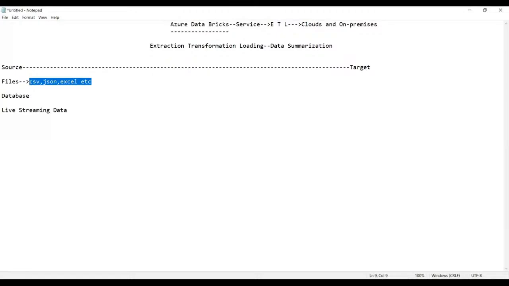Okay, guys? So these are the various types of files you have. What we do is, ultimately we pull the data into ADB, that is Azure Databricks. This is called the process of data ingestion.